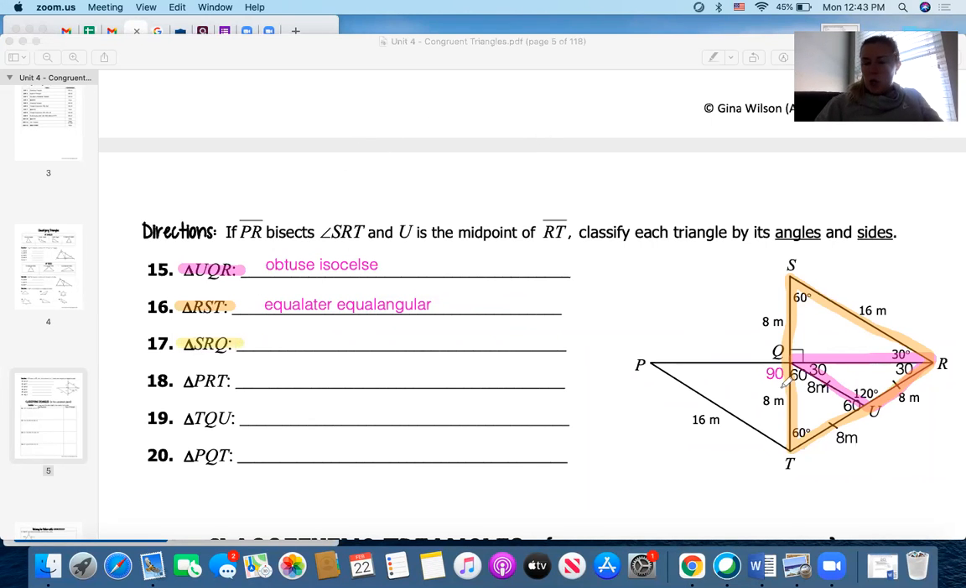We have SRQ. So SRQ is going to be this one right here. And we have a 90-degree angle, a 60-degree angle, and a 30-degree angle. So all the angles are different, and so that makes it a scalene. And we have one right angle, so it's a right scalene triangle. And a 30, 60, 90 triangle is the most popular triangle that you will find.